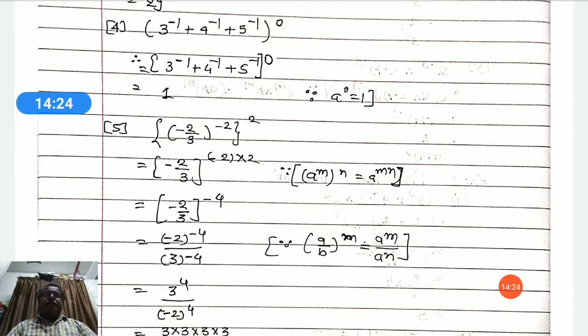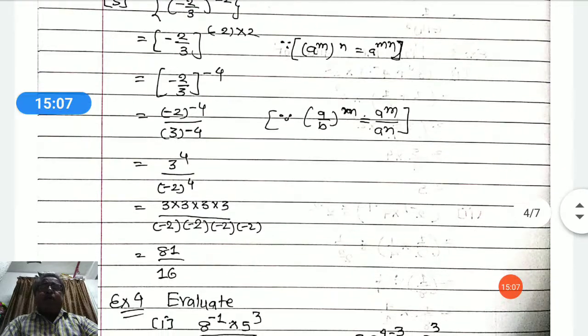Now fifth example, in curly bracket minus 2 by 3 raised to minus 2, curly bracket over raised to 2, is equal to big bracket minus 2 by 3 raised to minus 2 multiplied by 2, because a raised to m raised to n is equal to a raised to mn. Now minus 2 by 3 raised to minus 4. Now minus 2 raised to minus 4 divided by 3 raised to minus 4, because a divided by b raised to m is equal to a raised to m divided by b raised to m.